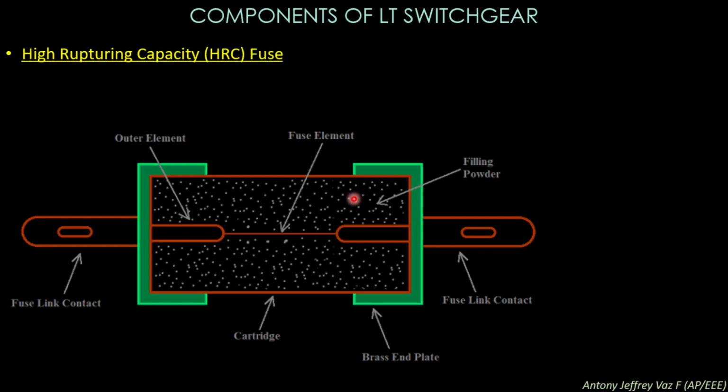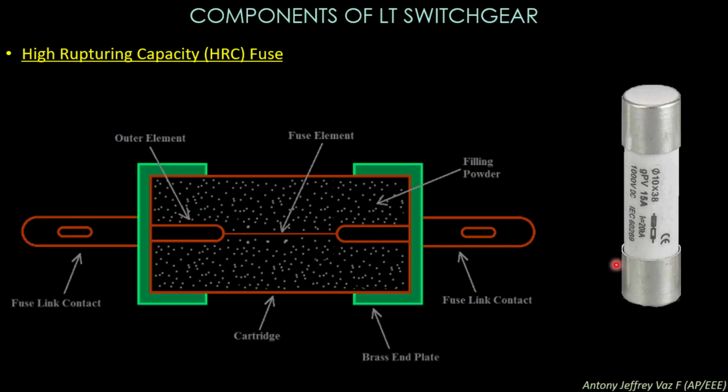And inside it you will see a filler powder, and this is the fuse element. This fuse element is present inside the cartridge, and it is made by the company. These HRC fuses are made in industries, so the calibration of these fuses is very accurate. This is the physical view of an HRC fuse. You can see the rating of the fuse is 15 amperes and the voltage rating is 1000 volt DC.